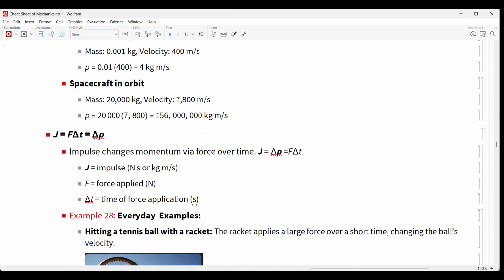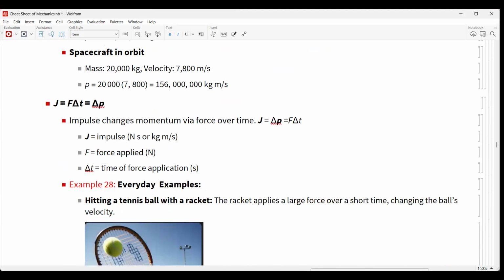Okay, so we have the impulse. Impulse is the change in momentum by a force over time. So impulse is Newton seconds, or kilogram meters per second. This is the force applied, in Newtons. The time interval, the time of force application, is delta t.